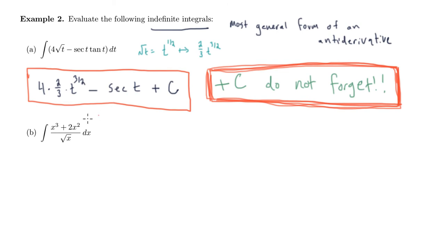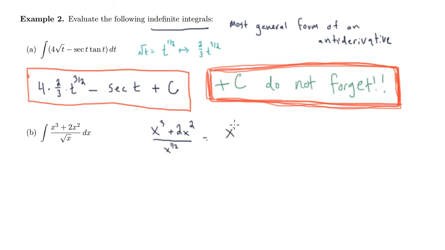Okay, so let's look at this function b. And right away, if you haven't seen something like this before, this looks impossible. So what is a function whose derivative is this function here? Well, this is another case where we need to rewrite it. So x cubed plus 2x squared over square root of x, well, instead I'm going to write the square root as x to the 1/2.